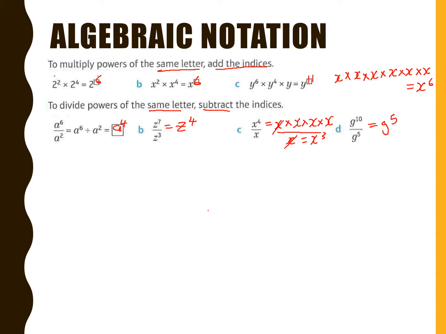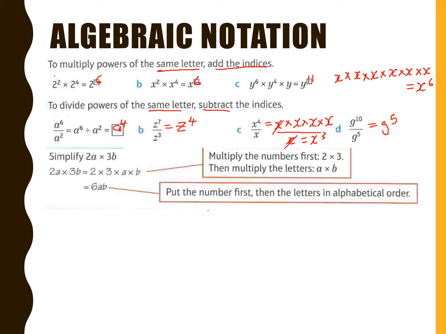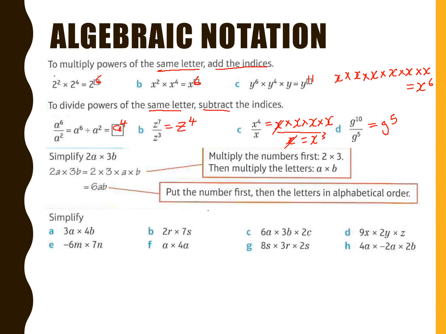And so what has happened is someone back in the day found out that instead of doing all this, you can just minus the indices. Instead of doing all this, you can just add the indices, okay? So if we were told to simplify 2a times 3b, the rules apply from before. You multiply the numbers first. 2 times 3, you get 6. A times b, you get ab. Remember, you put the number first, then the letters in alphabetical order.